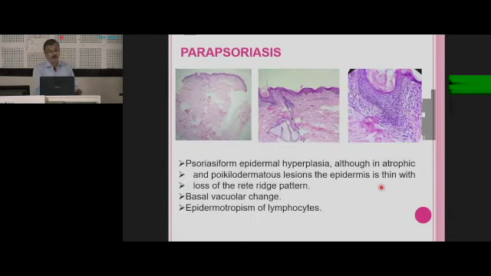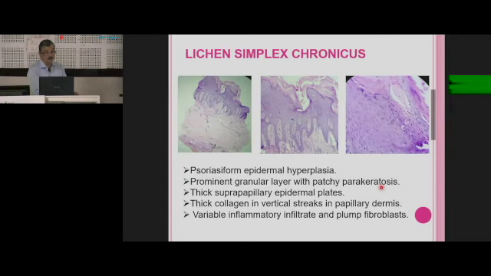The parakeratosis. This is a group of 2 or 3 dermatoses where we can get the psoriasiform epidermal hyperplasia, with poikilodermatous lesions, and the epidermis is thin with loss of rete ridge patterns, basal vacuolar changes, and epidermotropism of the lymphocytes is seen. The other conditions like lichen simplex chronicus, the psoriasiform epidermal hyperplasia is irregular.